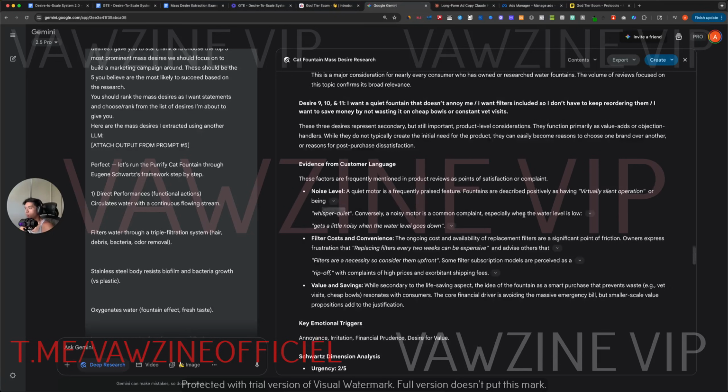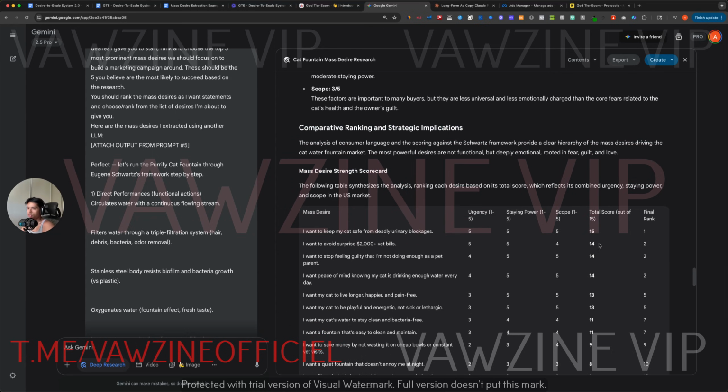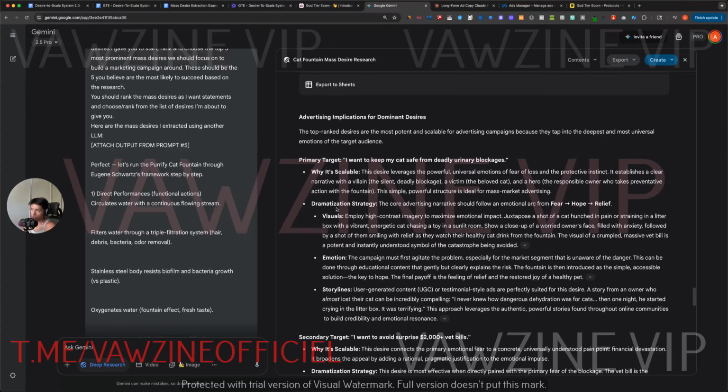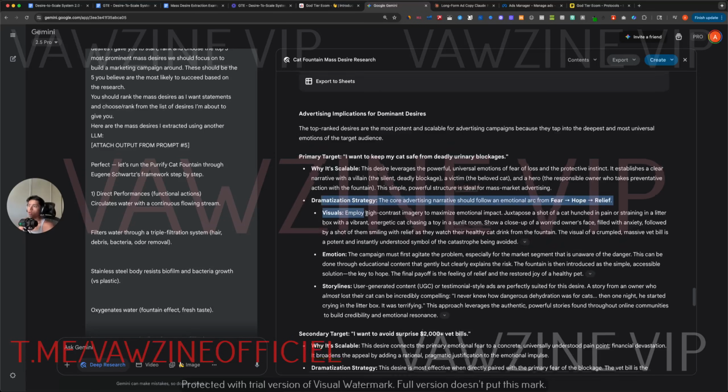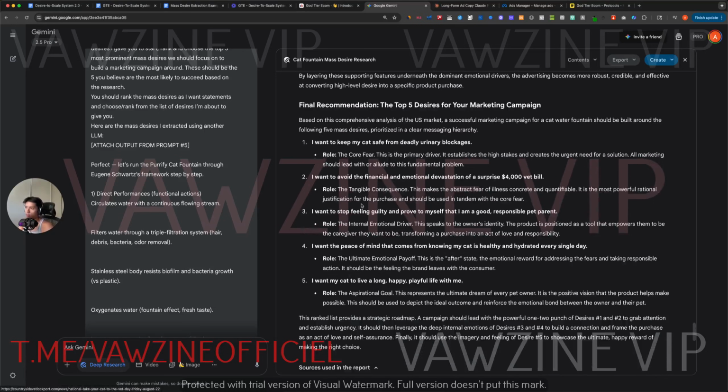And now with this, I have the ranking of all of the mass desires that we got from output number 5. So it creates this scorecard and it ranks all of the mass desires on a scale of 1 to 5 for urgency, staying power, and scope. And then it assigns a total score. And then it's going to give you the top 5 mass desires that you should focus on, including why each is scalable, and some of the visuals that you can employ to actually bring these desires to life and leverage them in your ad copy. And really, again, similarly to all of the other documents, it's not important that you read all of these start to finish.